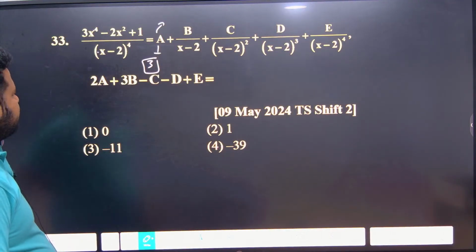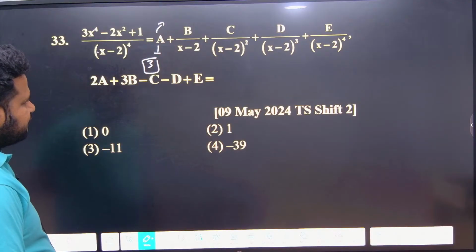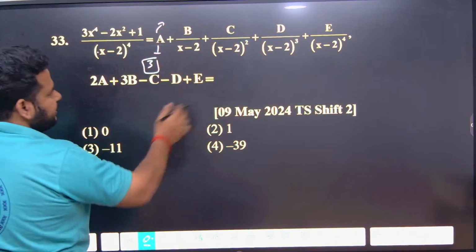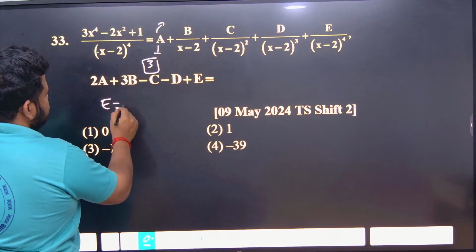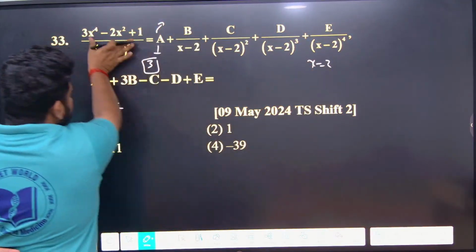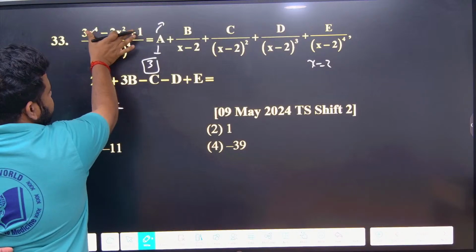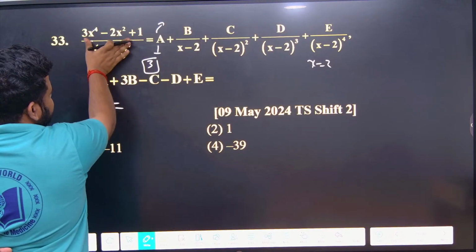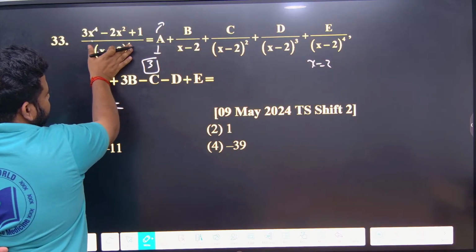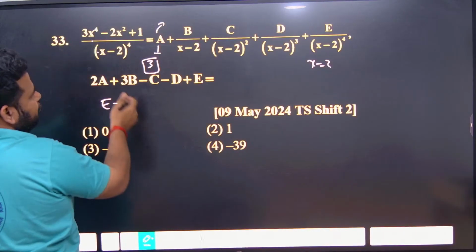Now we have to find b, c, d and e. Directly I can find the value of e using the shortcut. I will put x is equal to 2. Whatever is in the numerator and denominator, nothing else is there apart from x minus 2 whole to the power of 4. I have to remove this term, x minus 2 to the power of 4, and for the remaining terms I put x is equal to 2.